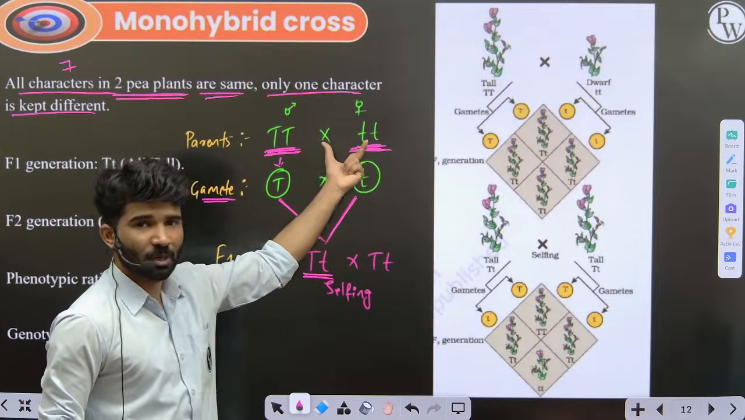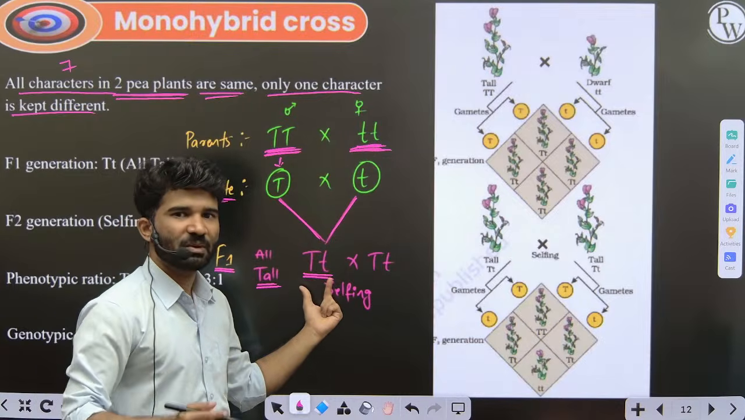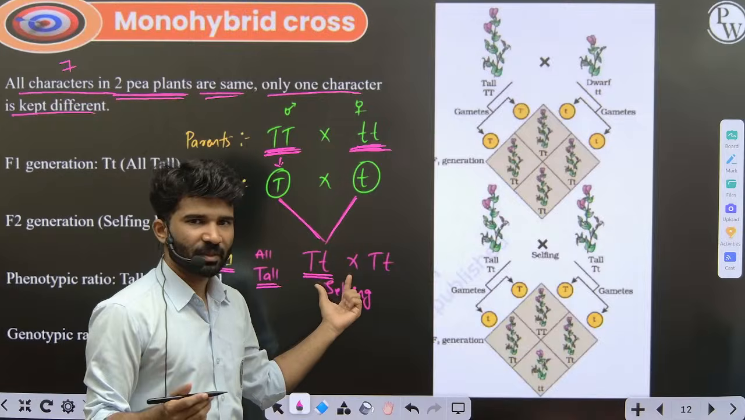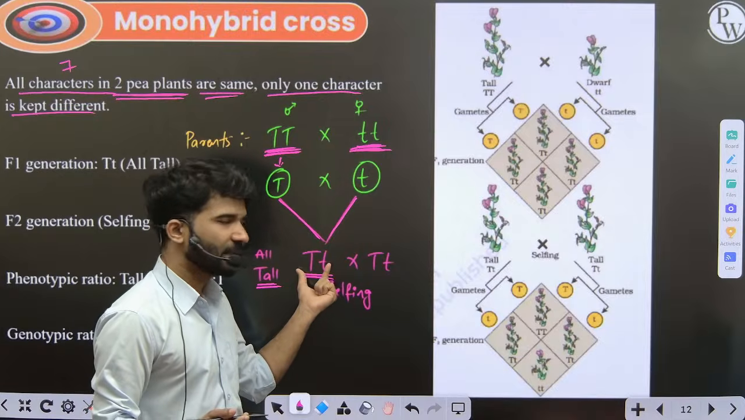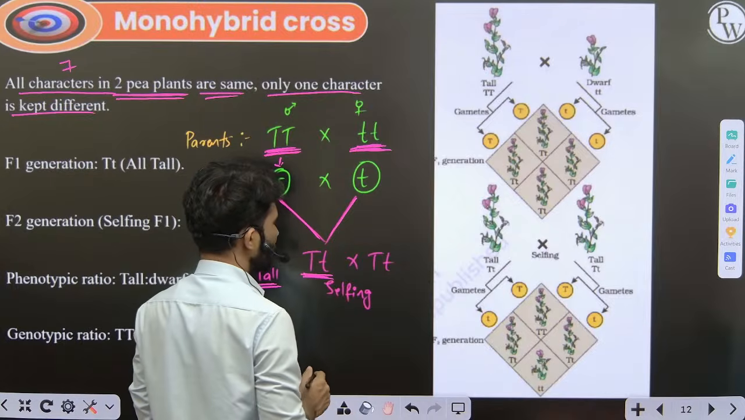Already you have taken what? Pure tall, pure dwarf. So then the gametes will combine, the gametes will fuse together, then what happens? Their alleles also combine. So that will be a heterozygous tall plant.